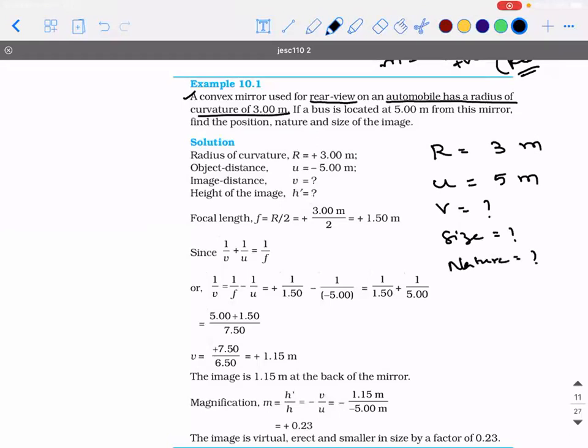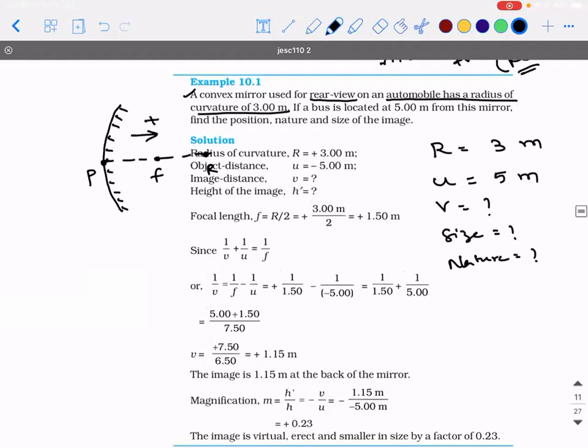Now listen to this carefully, guys. You have a convex mirror. The convex mirror has a pole here, focus here, radius of curvature here. As I told you, any distance taken on the right hand side is positive. So the radius of curvature of a convex mirror is positive.